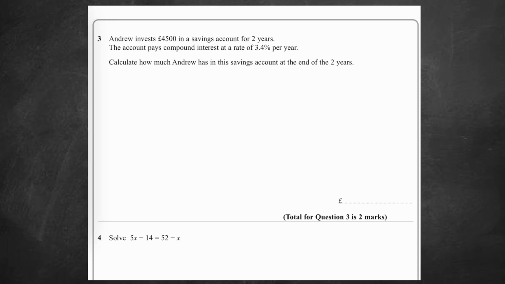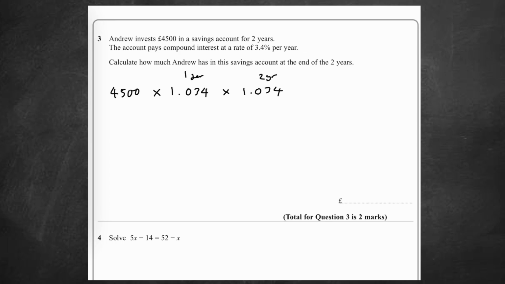Question number 3. Andrew invests £4,500 in a savings account for 2 years. The account pays compound interest at a rate of 3.4% per year. Calculate how much Andrew has in this savings account at the end of 2 years. All we need to do is 4,500 multiplied by 1.034 multiplied by 1.034 again, because that will be after 1 year and that will be after 2 years.